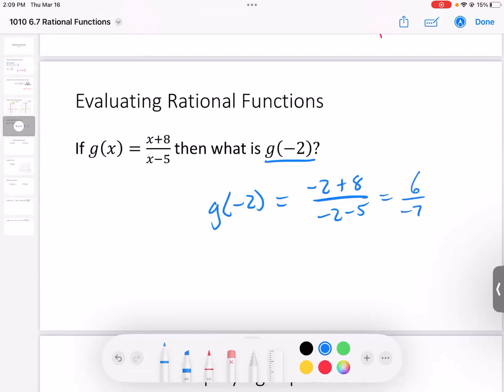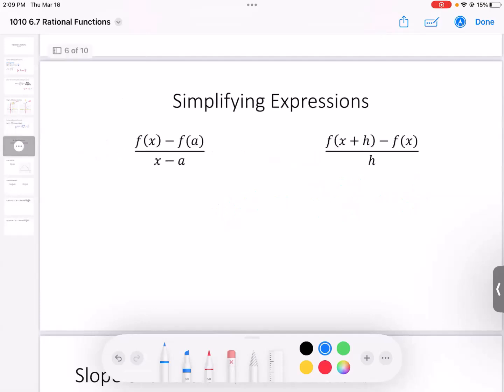Now, you will have some problems on your homework that are a little bit more complicated evaluations, where you'll be evaluating these two formulas.